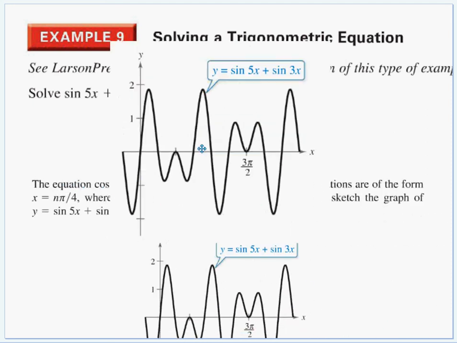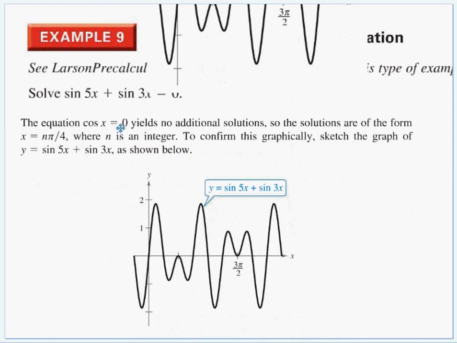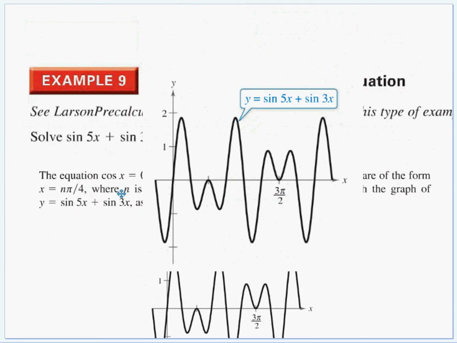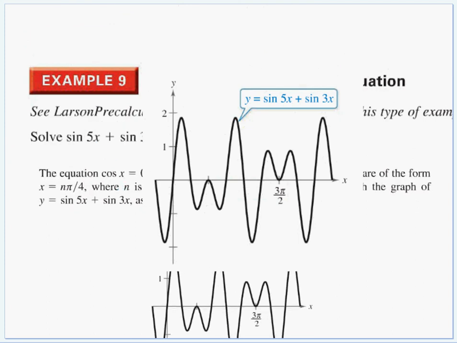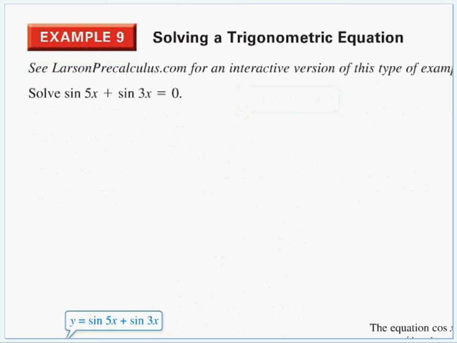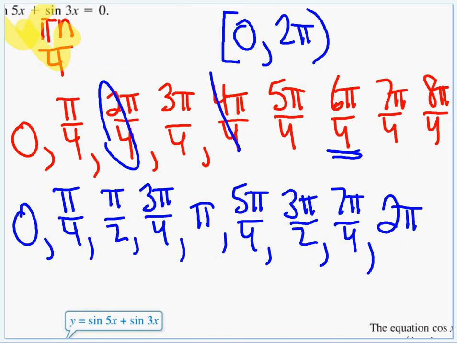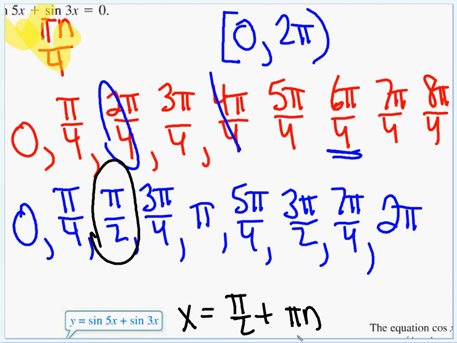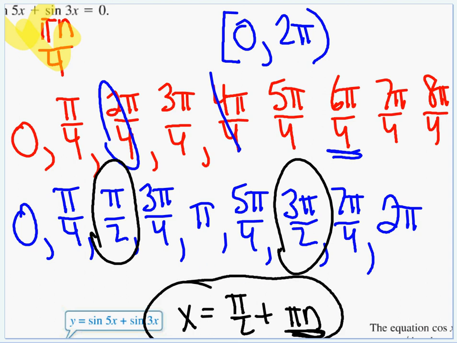Okay, what's this? The equation cos of x equals 0 yields no additional solutions. Oh yeah, that's right. Back on the original, the easy one we got out of the way was x equals pi over 2 plus pi n. Well, those would just be overlaps. Here's our first one, pi over 2. We've already accounted for that. If we add pi, that would take us to 3 pi over 2. We've already accounted for that one. So that original cos x equals 0 was just overlapping on good answers that we already found.